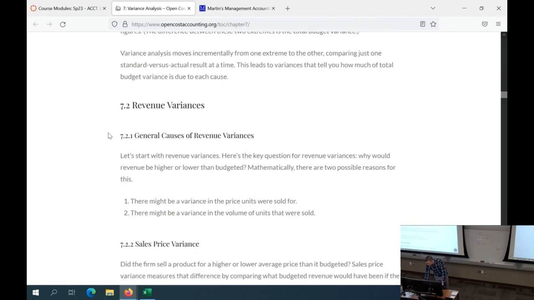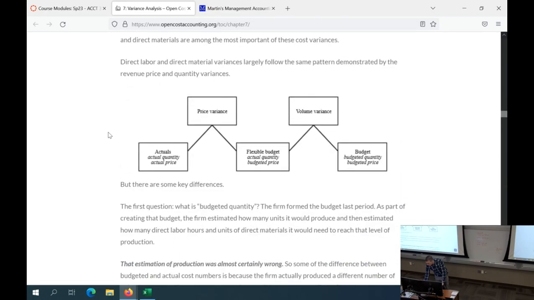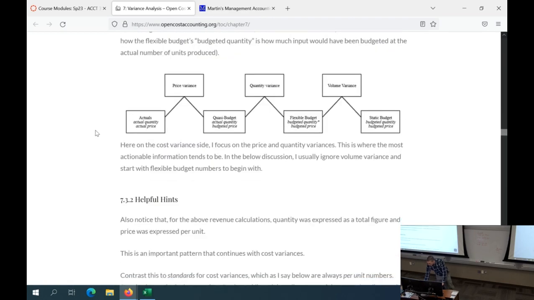And I'm going to skip over revenue variances because they're not really important right now. Don't tell them. And I'm going to go to here. This is the real ticket.